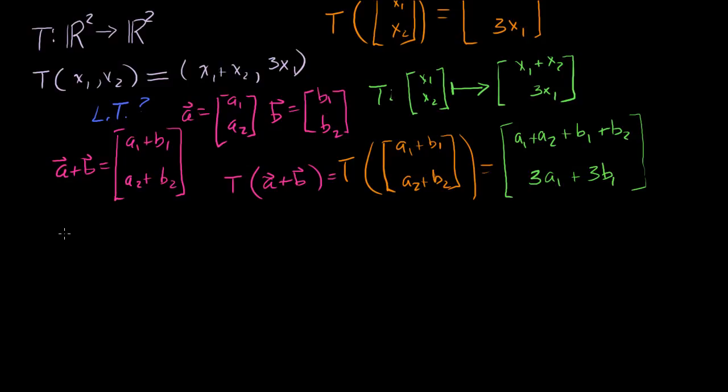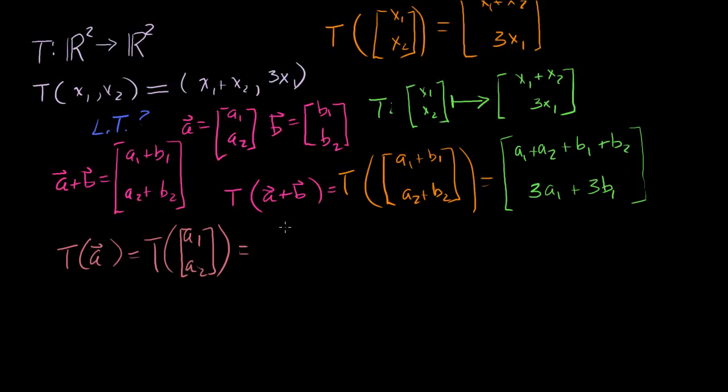Now, what is the transformation individually of a and b? So the transformation of a is equal to the transformation of a1, a2 in brackets. That's another way of writing vector a. And what does that equal? That's our definition of our transformation right up here. So this is going to be equal to the vector a1 plus a2, and then 3 times a1. It just comes straight out of this definition. I essentially just replaced an x with a's.